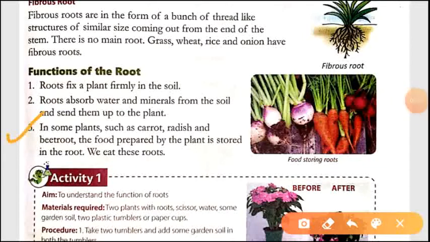And the third is, in some plants such as carrot, radish and beetroot, the food prepared by the plant is stored in the root. We eat these roots. So plants like carrot, radish and beetroot, these are the roots which store food inside them, and because they store food in them, these roots are edible. So now you know that carrot, radish and beetroot, these are not the fruits of the plant, but these are the edible roots of the plant.